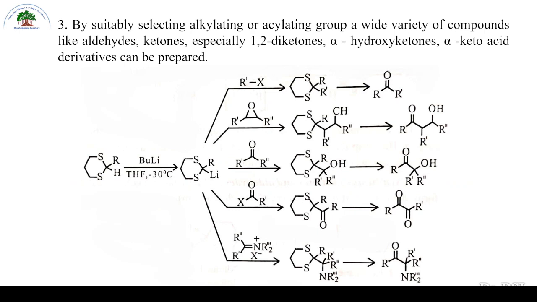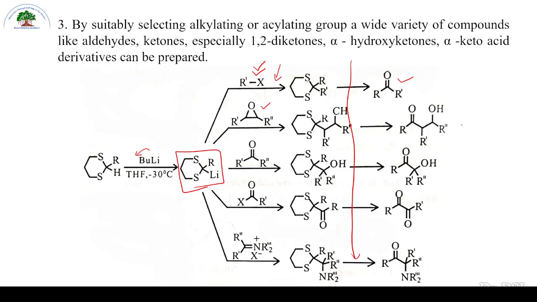By suitably selecting alkylating or acylating groups, a wide variety of compounds like aldehydes, ketones, especially 1,2-diketones, alpha hydroxyketones, and alpha keto acid derivatives can be prepared. Here, this 1,3-dithiane reacts with butyl lithium generating the lithium derivative, which can react with alkyl halide. All these steps include hydrolysis; the only difference is the alkylating or acylating agent. When we use alkyl halide, then we get ketone.